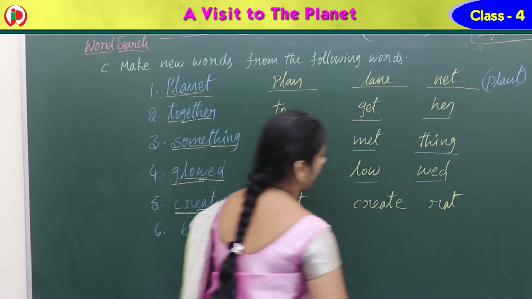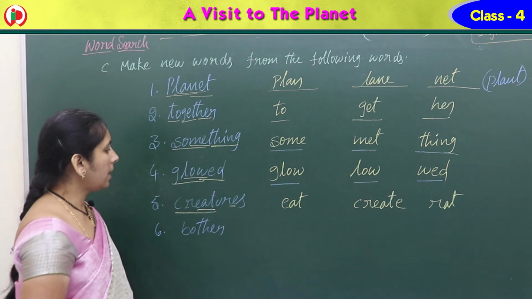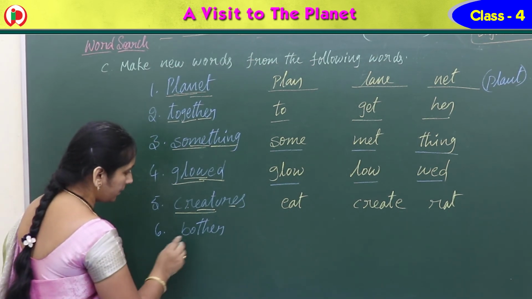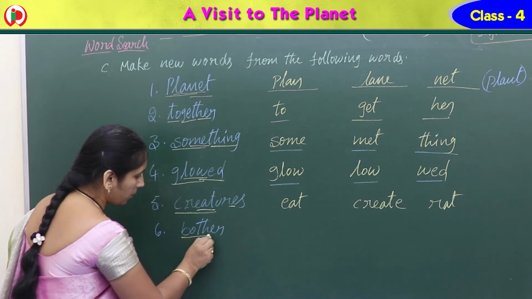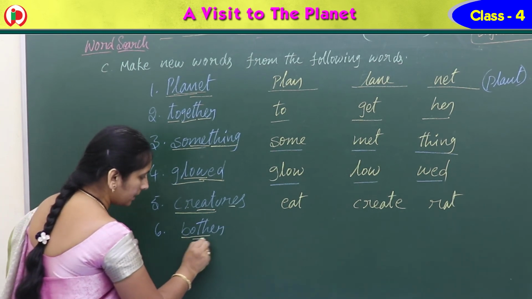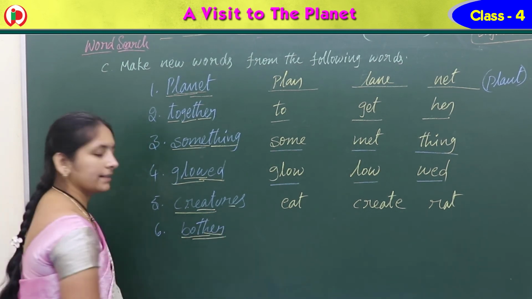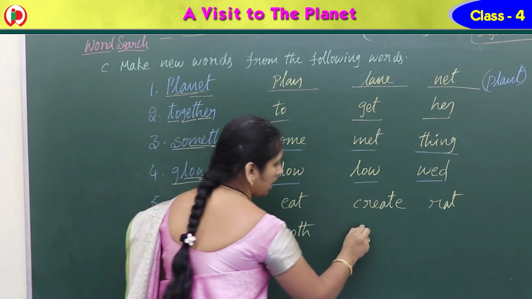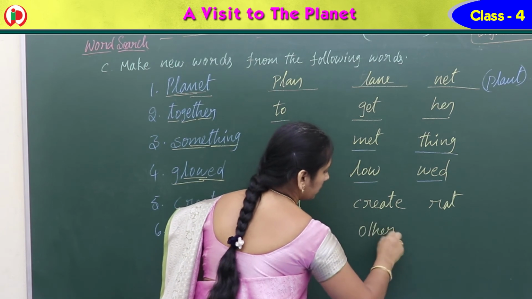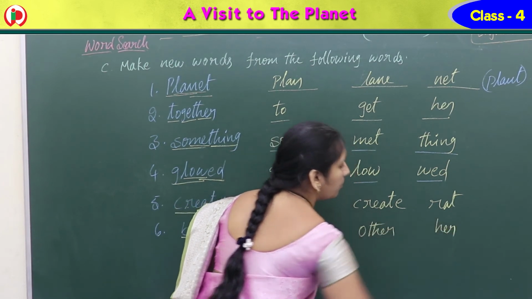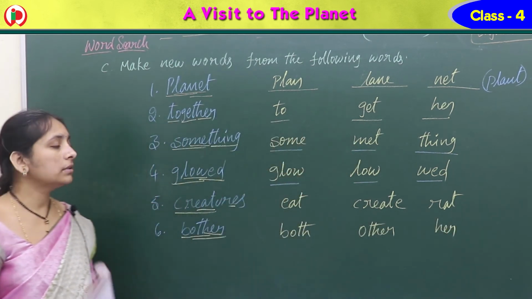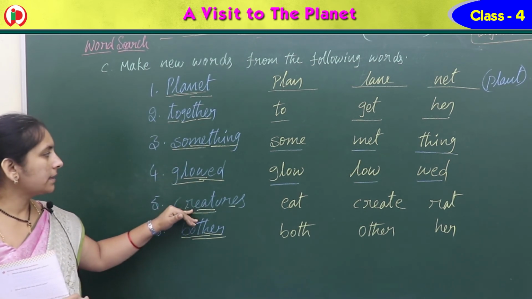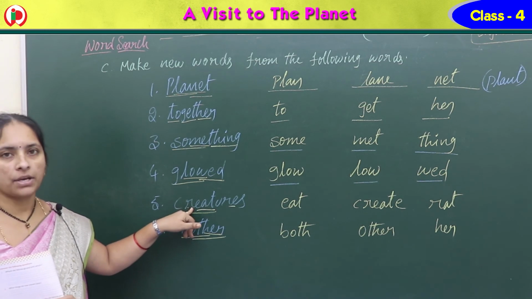Okay, ma. So, now, next one, bother. So, what can you write? Here, both, other, her. Right? So, both, other, her. Bother. Right? Both, other, her. So, from the word only we got it. But this is only we have jumbled it.